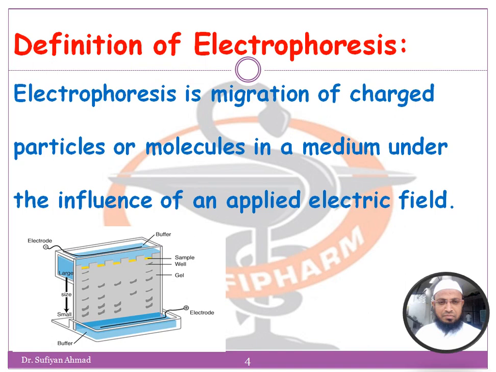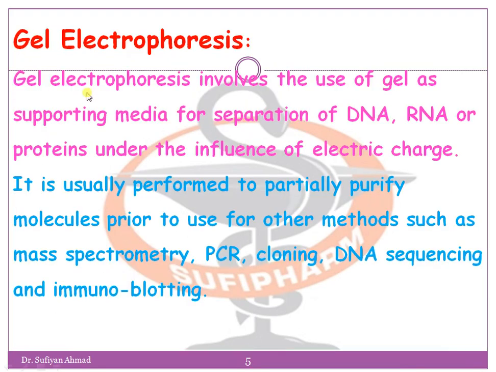And what is gel electrophoresis? It is a type of electrophoresis. Gel electrophoresis involves the use of gel as a supporting medium for the separation of DNA, RNA or protein under the influence of an electric charge. It is usually performed for analytical purposes but may be used as a preparative technique or to partially purify molecules prior to use for other methods such as mass spectrometry, PCR, cloning, DNA sequencing and immunoblotting.